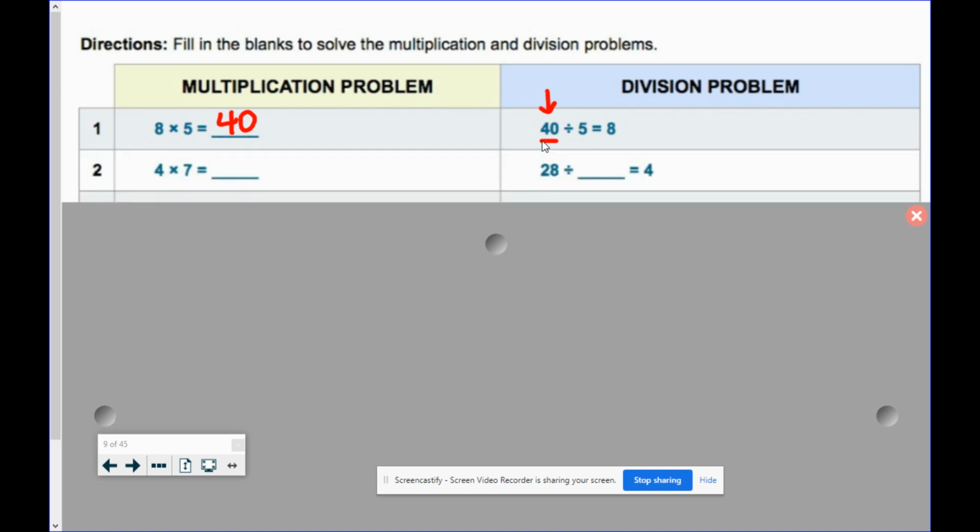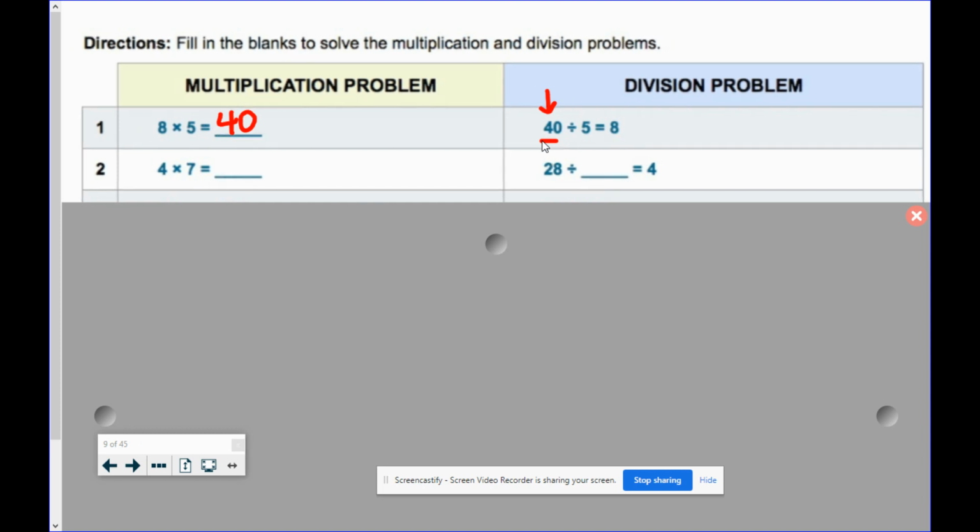Look at this next one. 4 times 7 equals some number. It's the answer. We may or may not know it, but let's use a division problem to help us. 28 divided by some number equals 4. Well, that's the same thing. We're missing this part over here, the product, but we're given the total over here. So we say 4 times 7 is 28, and then 28 divided by some number is 4, and that would be the factor over here. So 28 divided by 7 is 4.